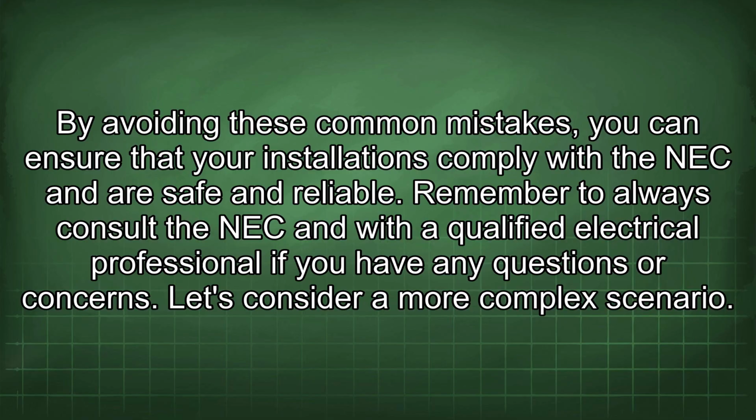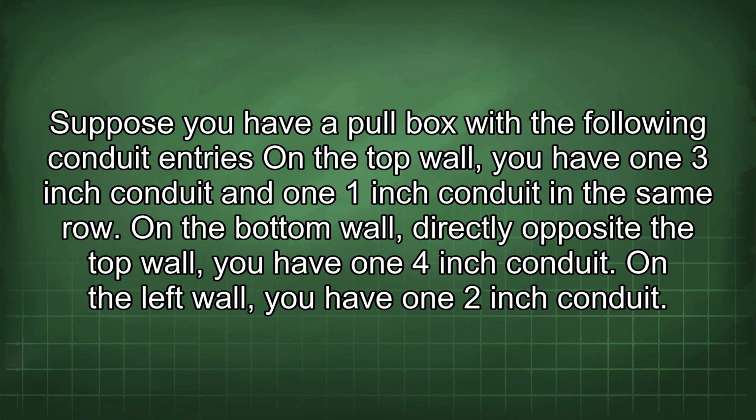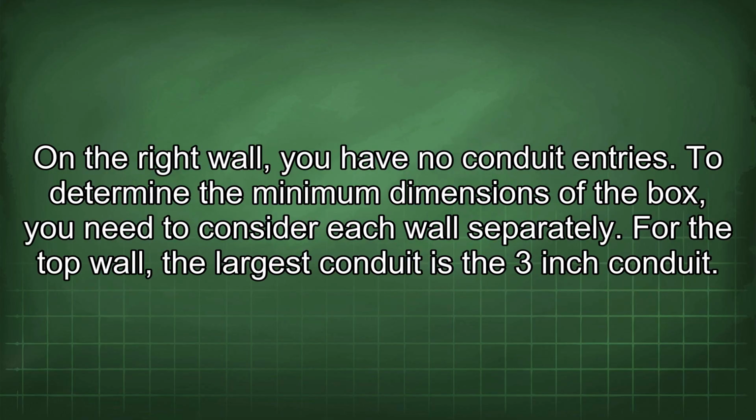Let's consider a more complex scenario. Suppose you have a pull box with the following conduit entries on the top wall. You have one 3-inch conduit and one 1-inch conduit in the same row. On the bottom wall, directly opposite the top wall, you have one 4-inch conduit. On the left wall, you have one 2-inch conduit. On the right wall, you have no conduit entries.